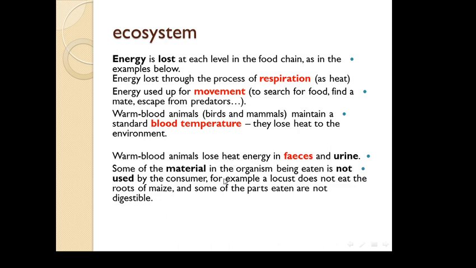Some of the material in the organisms being eaten is not used by the consumer. For example, locusts do not eat the roots of maize.